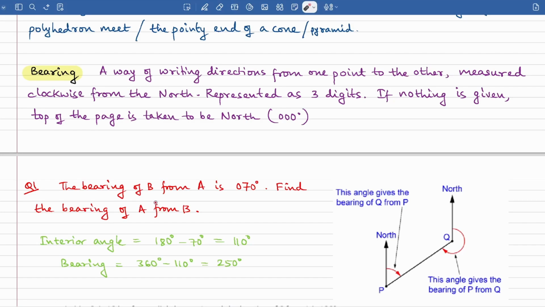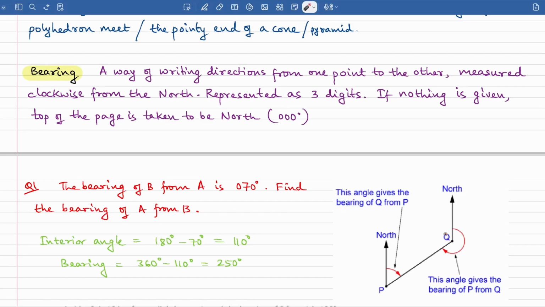As soon as you figure out the point of reference, draw the north line because you are going to measure the angle with respect to that. Normally, we measure the angle with respect to the east line or the positive x-axis and measure anti-clockwise. Here we will draw the north line and measure clockwise. Okay, so bearing of B from A should be here and B should be there. This angle is 70.